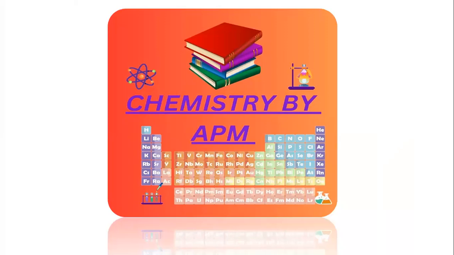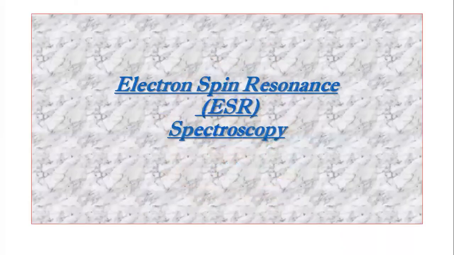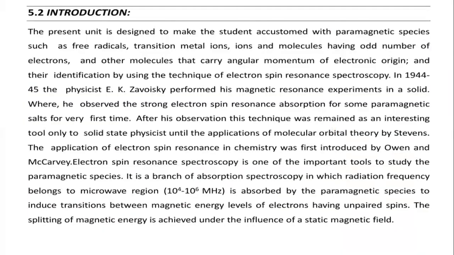In today's video, we are focusing on electron spin resonance spectroscopy, commonly known as ESR spectroscopy. So, a basic introduction to ESR spectroscopy. As the name suggests, this spectroscopy deals with paramagnetic species having an unpaired electron, which includes free radicals, transition metal ions, or molecules having one or an odd number of electrons. That is, the electron should be unpaired, which gives a paramagnetic nature to the molecule.